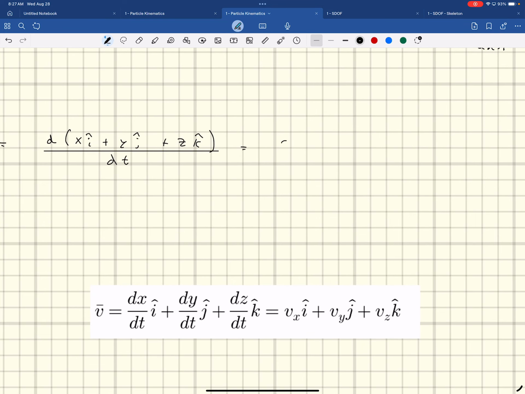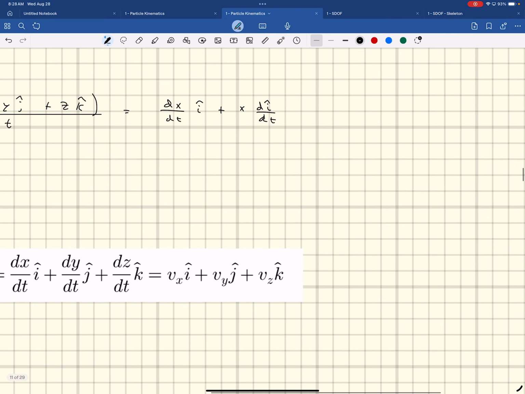So this would be dx/dt in the i direction plus x times di/dt. And so that's just that first term. That's this term right here, taking the derivative of x times i. Okay? So I took the derivative of the first thing, left the second thing alone, left the first thing alone, took the derivative of the second thing. And we just carry this out for all the other variables too.